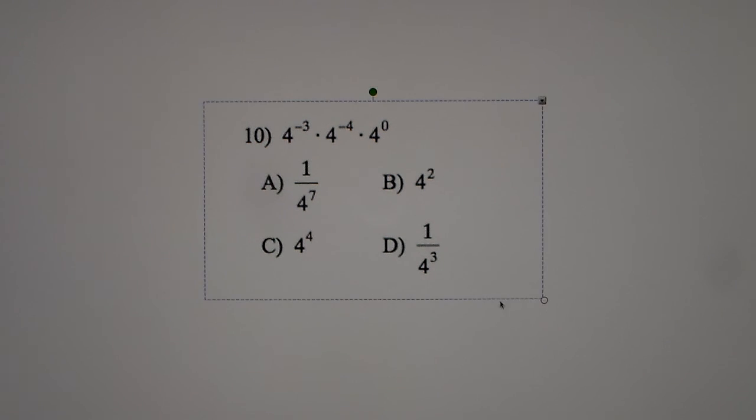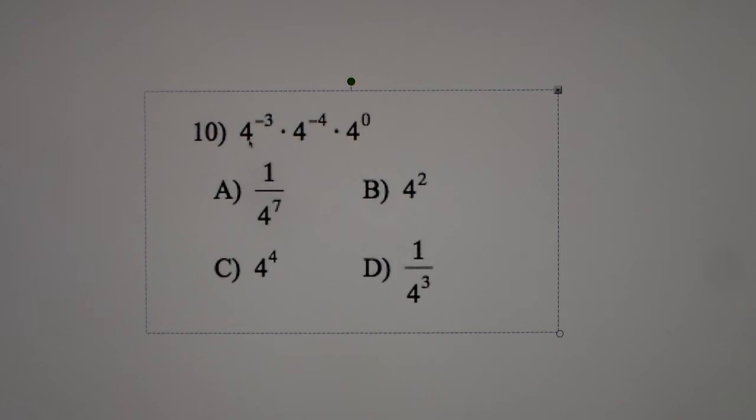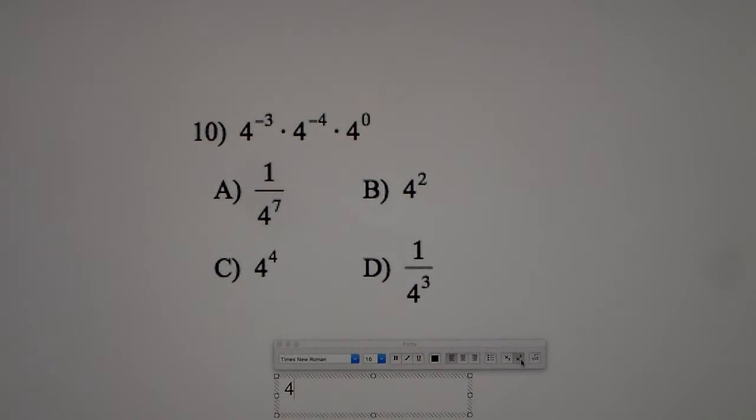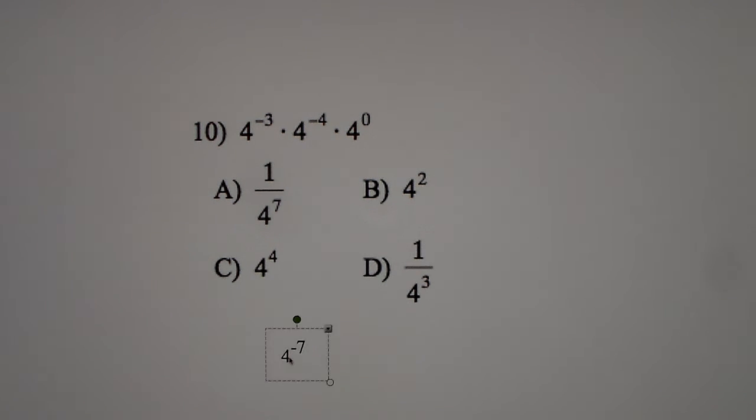Number 10. All 3 of these numbers have a base of 4. So it'll be -3 plus -4 plus 0, which gets you 4 to the -7. And since it has a negative power, we're going to move it from the numerator to the denominator. Meaning it's on the bottom. And you just have a 1 on top. And that's your answer.